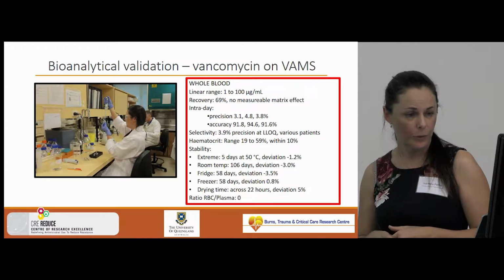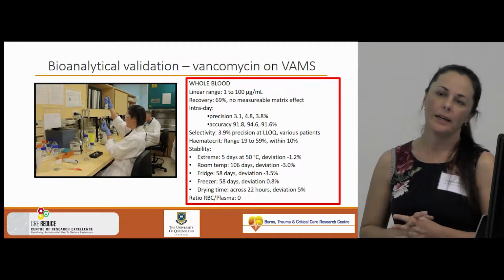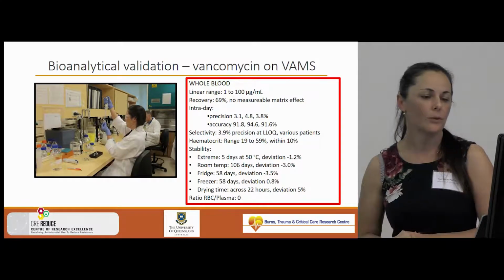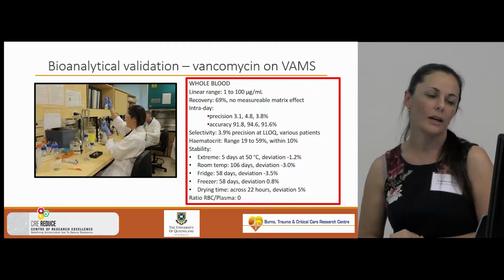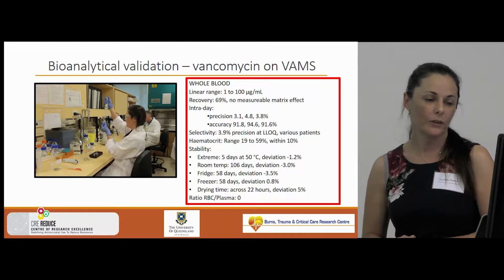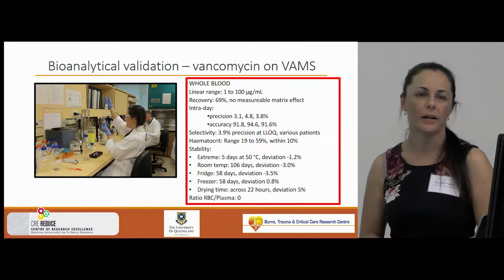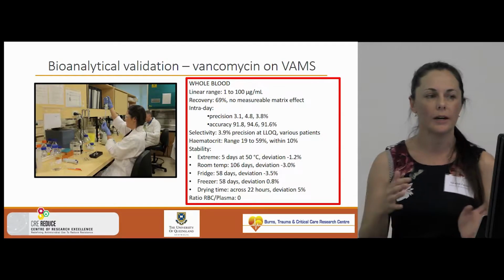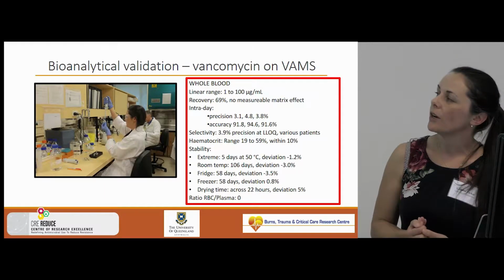We also tested stability, so extreme temperature stability, 5 days at 50 degrees, and our deviation was within 2%. We kept our samples at room temperature for 106 days, and again, deviation within 5%, and when stored in the fridge or freezer for 58 days, less than 5% deviation. We also tested drying time across 22 hours. So we applied the sample to a VAMS and we watched it across 22 hours to see how it dried. For this, we found a deviation of 5%.